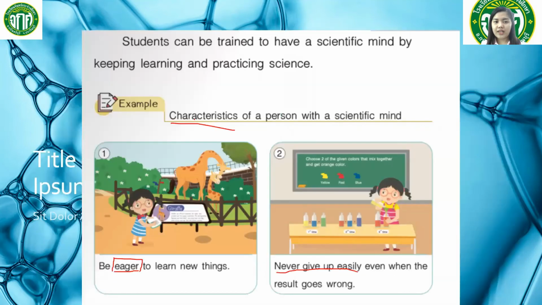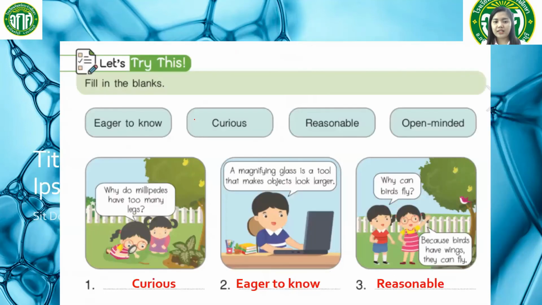Okay, so let's move back to our activity. Before you tell me an answer for number 1, let's see first the instruction. Fill in the blanks. We have here the choices. The first one is eager to know, curious, reasonable, and open-minded.